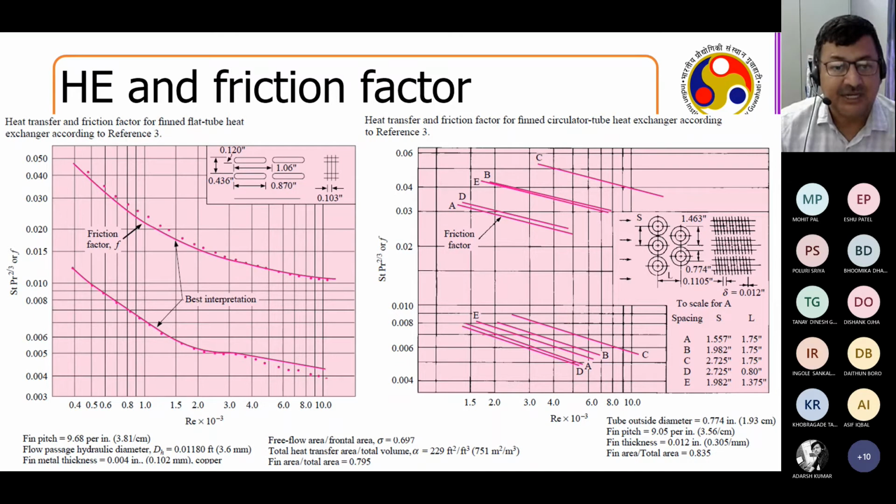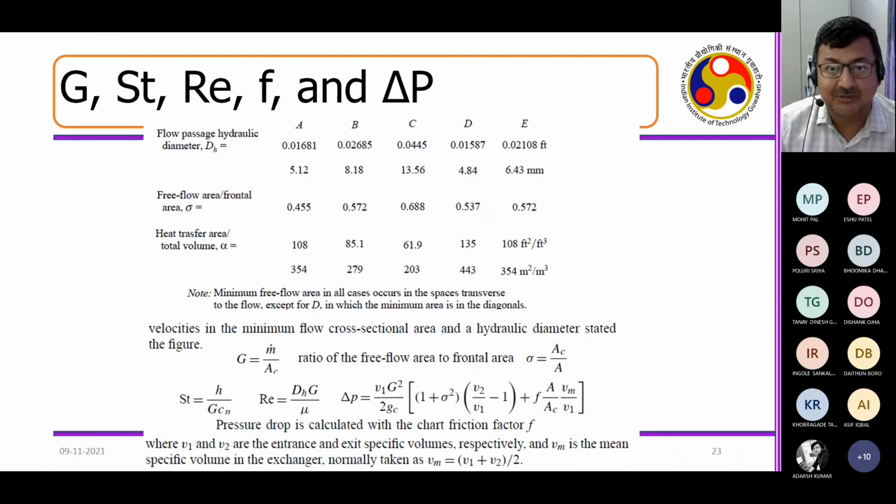So you have to be also careful about what is the operating Reynolds number, and in that, what is the loss? What is the frictional loss? Because that is going to add to your pressure drop. This is one very important factor.